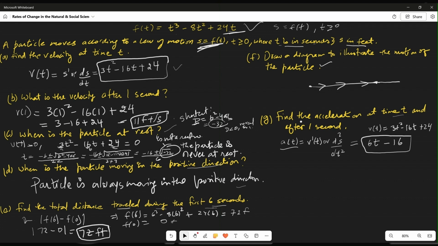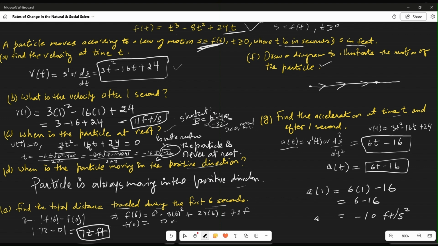And don't miss the second part here. Find the acceleration at time t. This is simply the acceleration at time t. And we are asked about after 1 second as well. So you just plug in the value here. This is 6 minus 16, which is equal to negative 10 feet per second squared. Now this is the acceleration, so remember the units for it. So this is the answer, and I hope this makes sense. Thanks for watching.